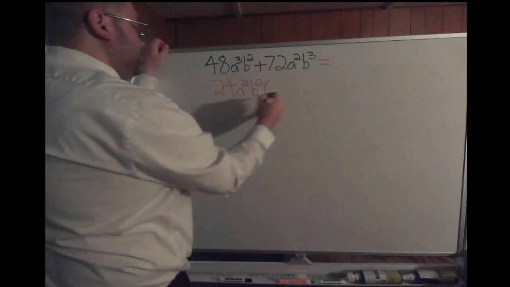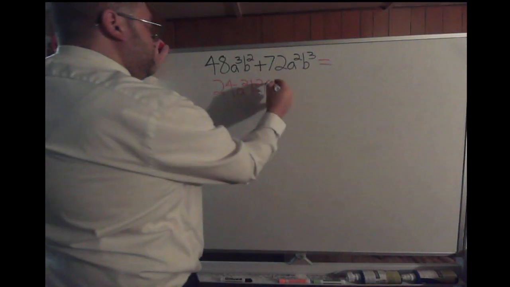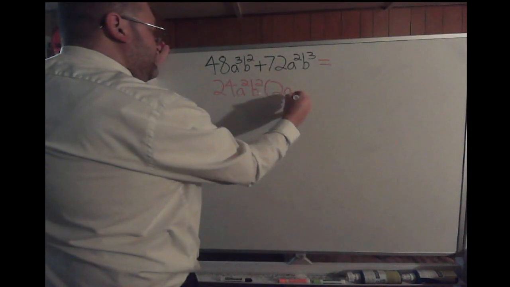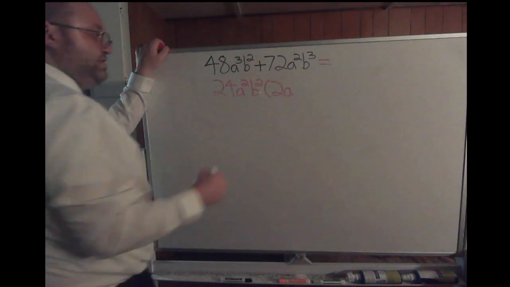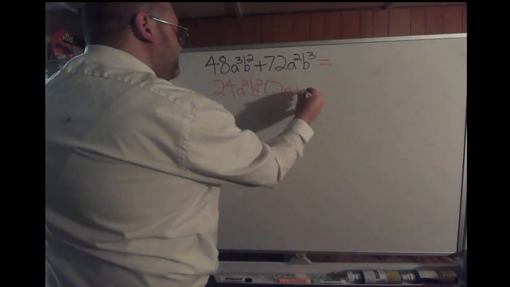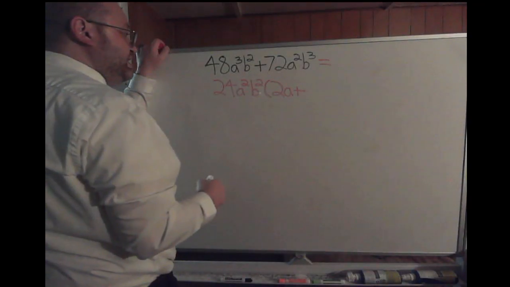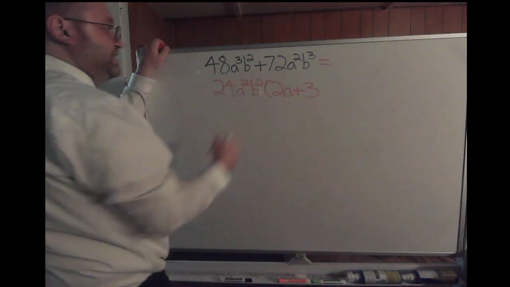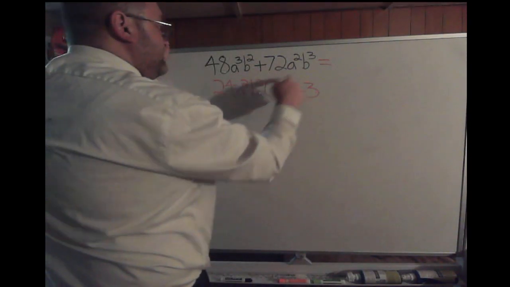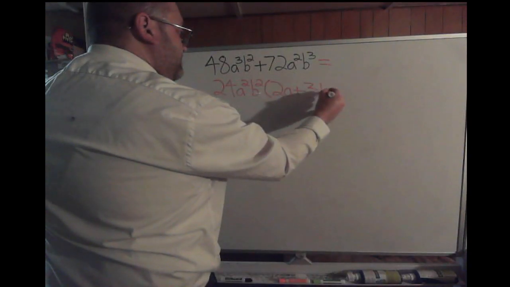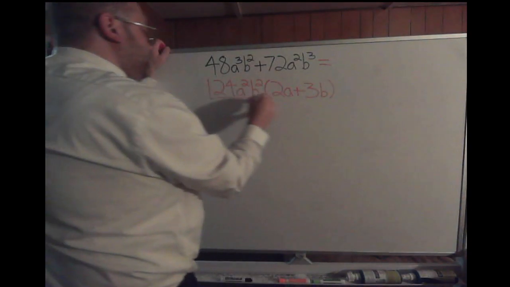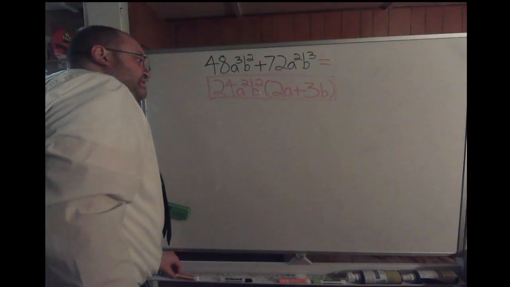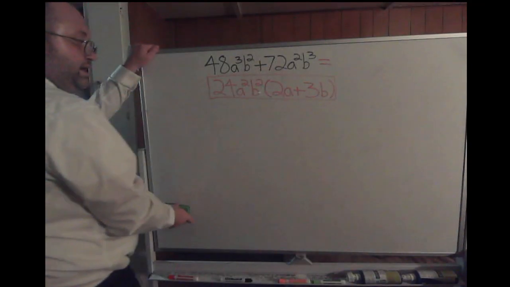Now you form your parentheses. 24 times what equals 48? Well, that'd be 2. A to the second times what equals a to the third? That'd be a. B to the second times what equals b to the second? That'd just be 1. So we've completely factored that. Plus 24 times what equals 72? Well, that'd be 3. A to the second times what equals a to the second? That'd be 1. B to the second times what equals b to the third? Well, that'd be b. So the complete factorization of this problem would be 24a to the second b to the second times the quantity of 2a plus 3b.